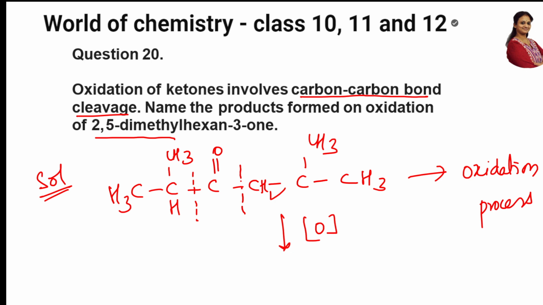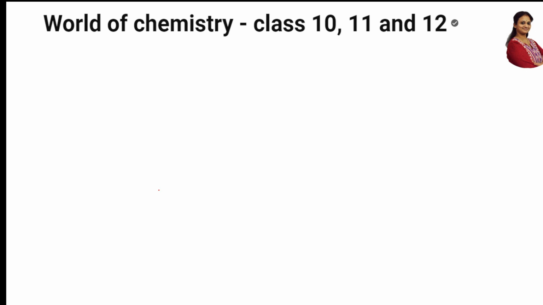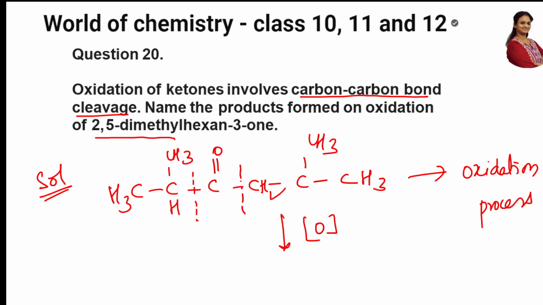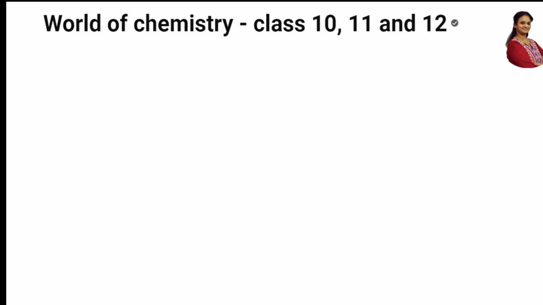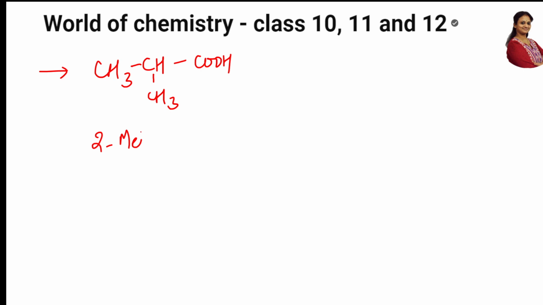So I'm going to first break this bond. What is the first compound formed, students? Once I break this, CH3, CH, CH3, COOH, because you're doing oxidation, right? So a series of products are formed. Let us write what I get. I'm doing oxidation, so one product formed is CH3, CH, CH3, COOH. This is one compound. What is its name? This is 2-methylpropanoic acid. Done.